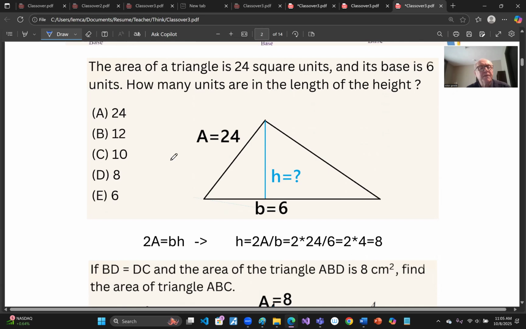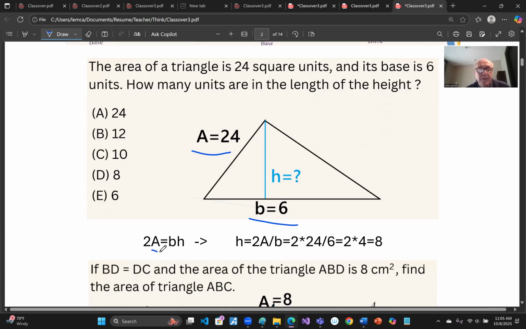We will solve a problem. The area of the triangle is 24. The base is 6. What is the height? Yes, John, 8. Why? Because 6 by 8 over 2 is 24? Yes, it's right, you just guessed.